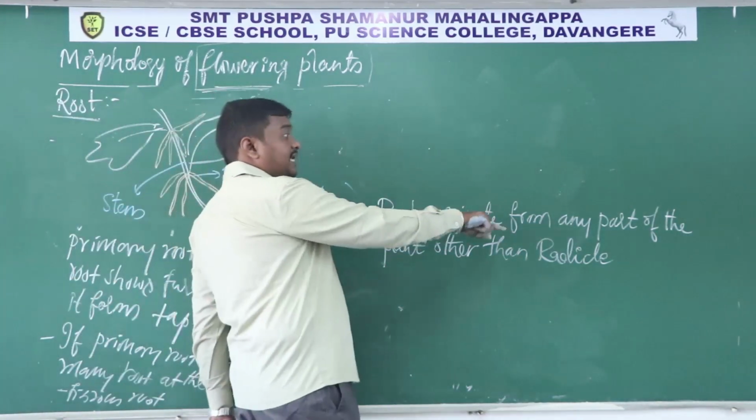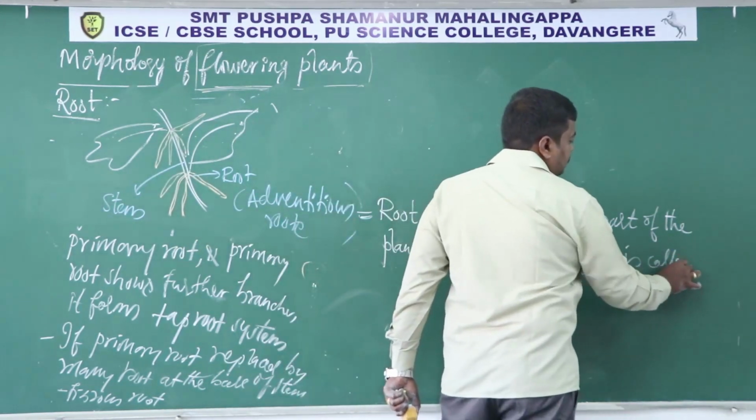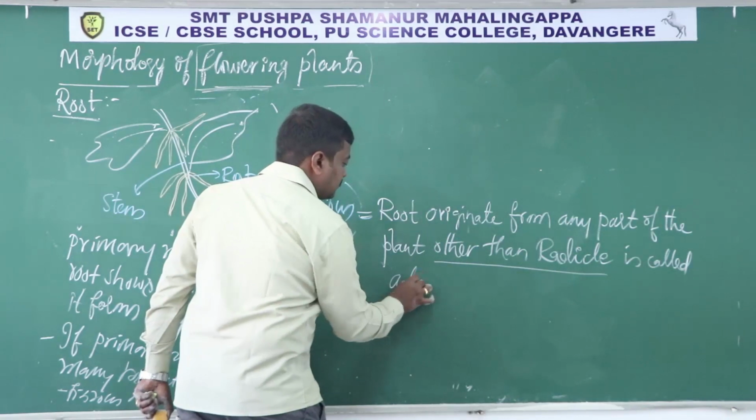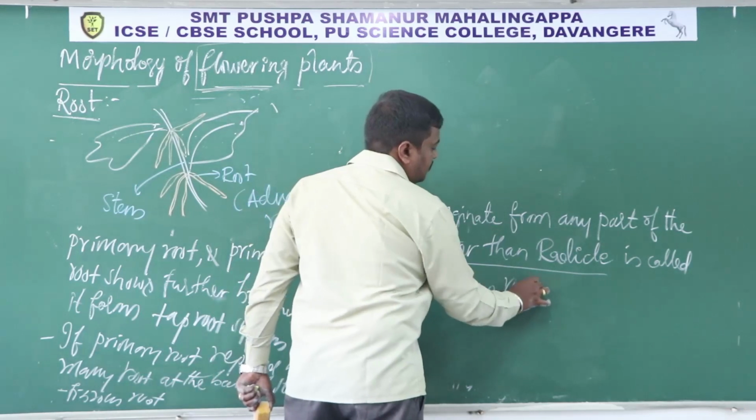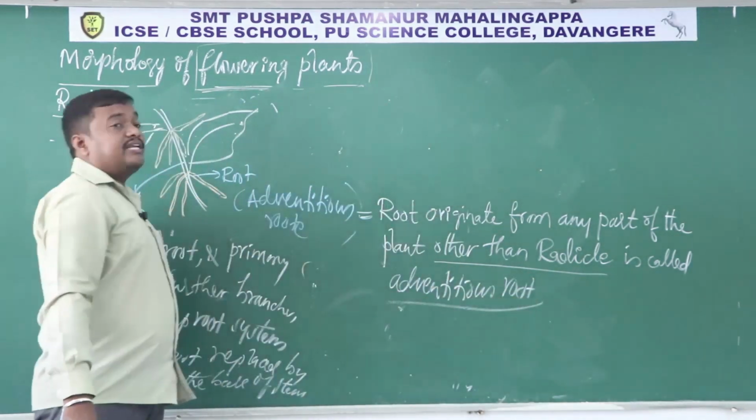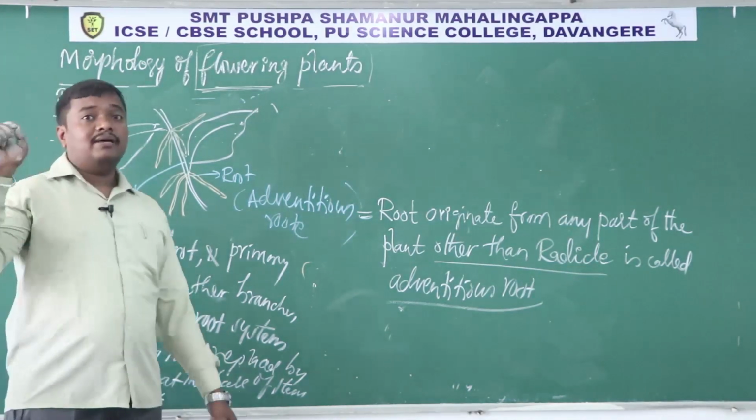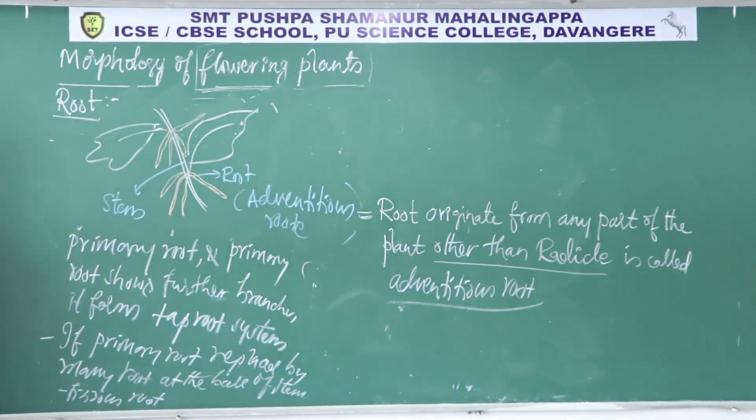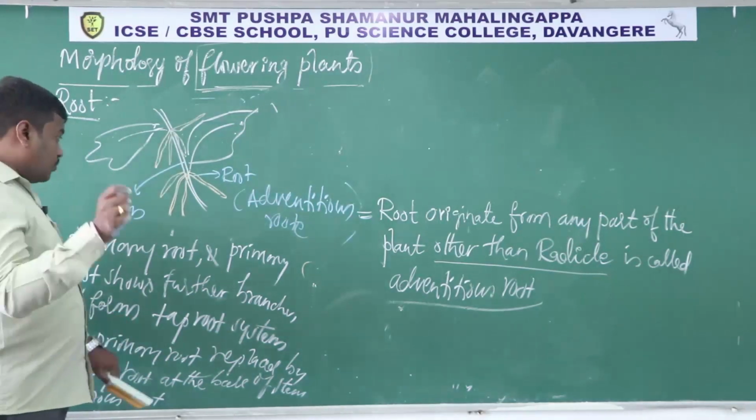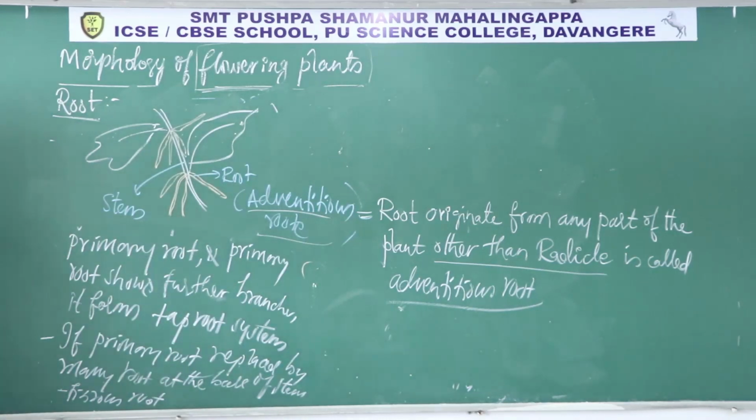Roots originated from any part of the plant other than the radical are called adventitious roots. Okay, both the taproot and fibrous root are basically originated from the radical part. Other than that, if any part of the plant produces roots, they are called adventitious roots. So usually adventitious roots are produced on the stem. Okay, usually adventitious roots are produced on the stem like this.